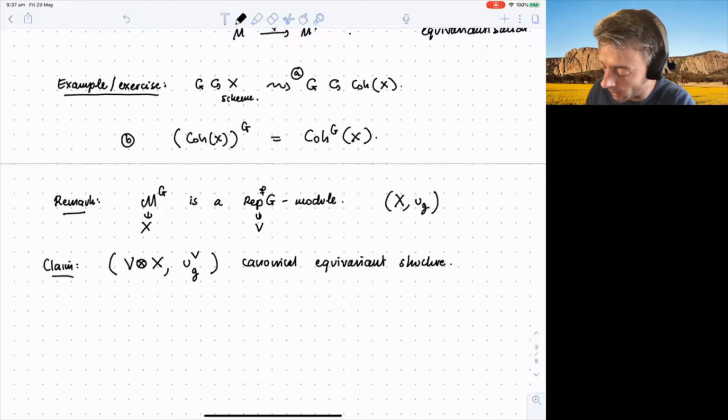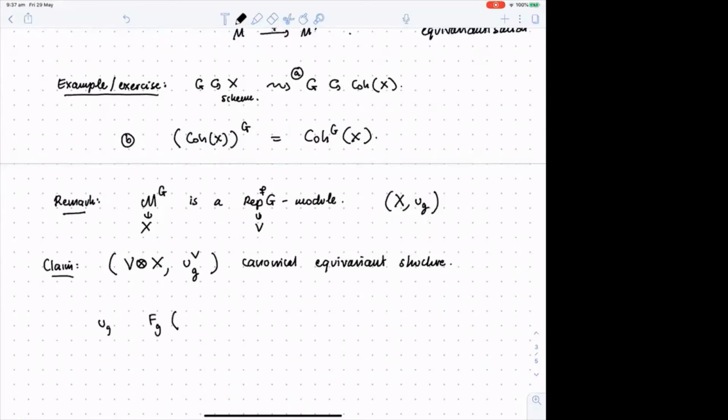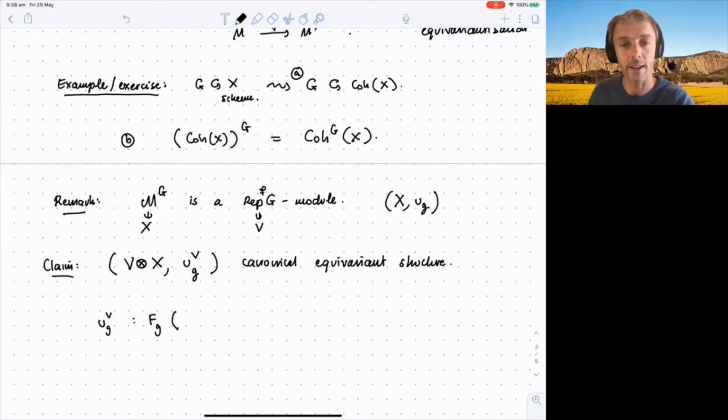Can I ask a stupid question? Yes. So what is V tensor X as an object? So there's two ways of saying that. I mean, the preface is always, this is not a stupid question. So there's two ways of saying this.